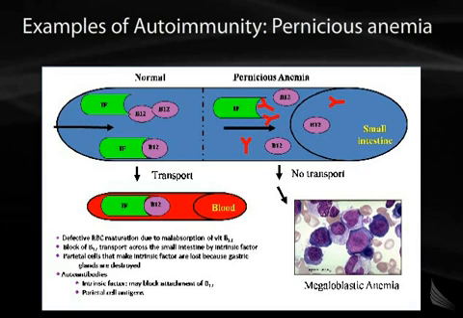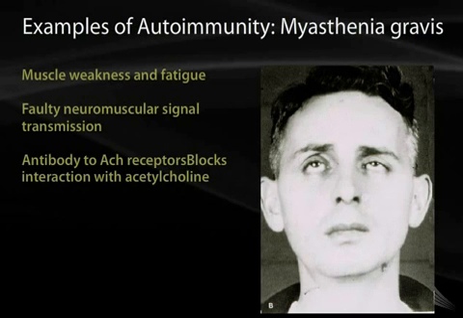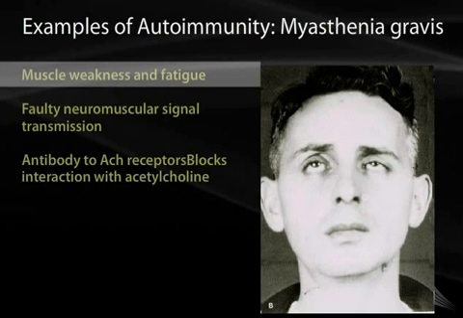So in that case, the parietal cells get killed and no intrinsic factor is produced. The result is the same: malabsorption of vitamin B12, megaloblastic anemia. With myasthenia gravis, this clinically presents as muscle weakness and fatigue. A patient will come in and they will have the inability to move or effectively move proximal muscles. It tends to get worse throughout the day.